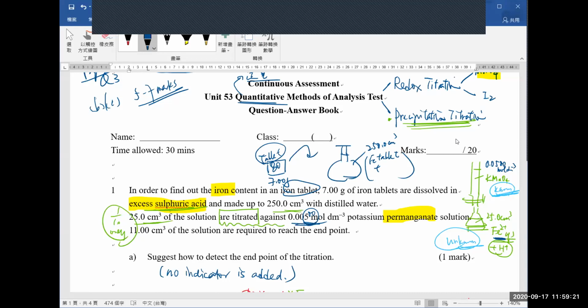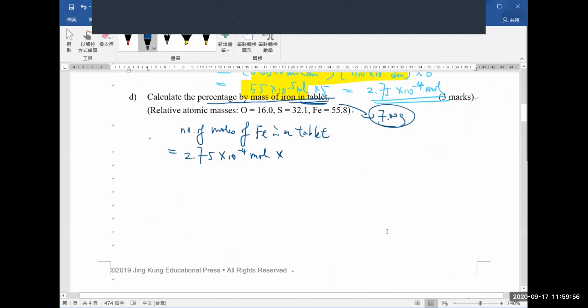We have got the iron tablet plus excess sulfuric acid. So what's next is to put it into here, right? But it is just 25.0. So which means that I have got 1/10 of a portion to do the titration. So the number of moles of iron, you multiply by 10. Yes, the iron is just 1/10 only. You are going to times 10 first. Because for that 7 gram of the tablet, I just analyzed 0.7 gram only, just 1/10.